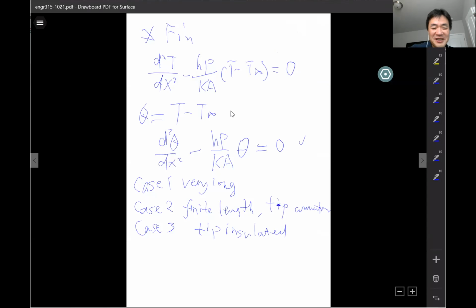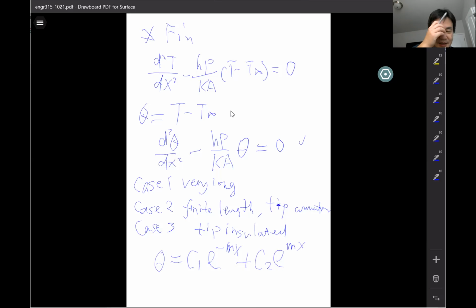Okay, the solution without applying the boundary condition is equation 2.31. So this is the equation for theta, right? Theta equals C1 e to the negative mx plus C2 e to the mx. Okay, so that's a solution here.